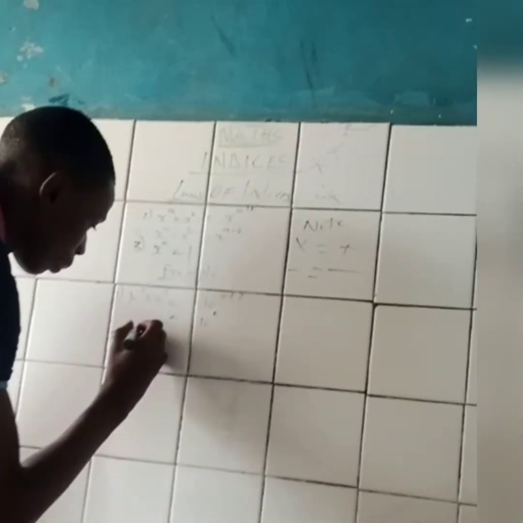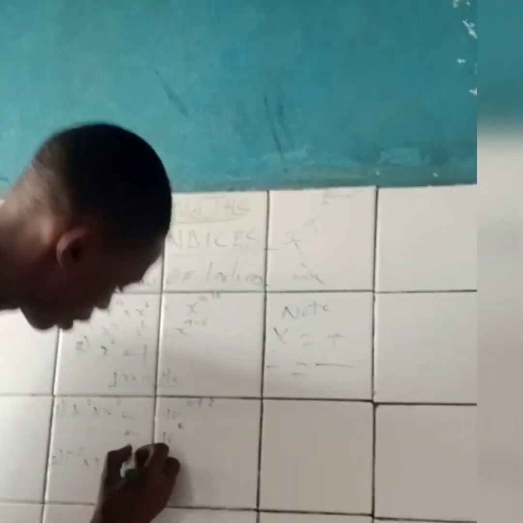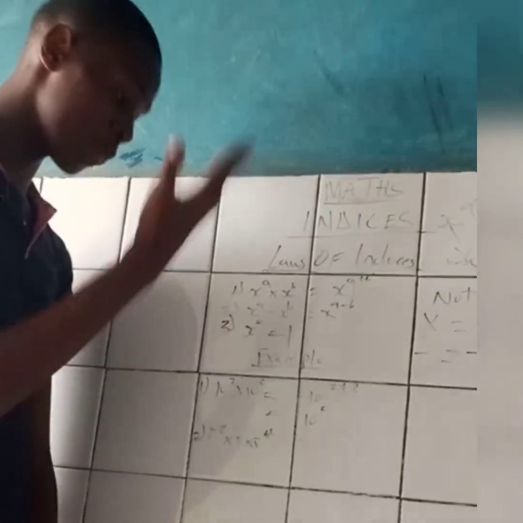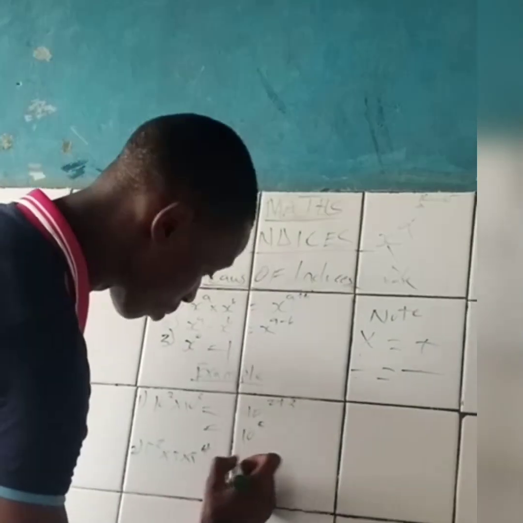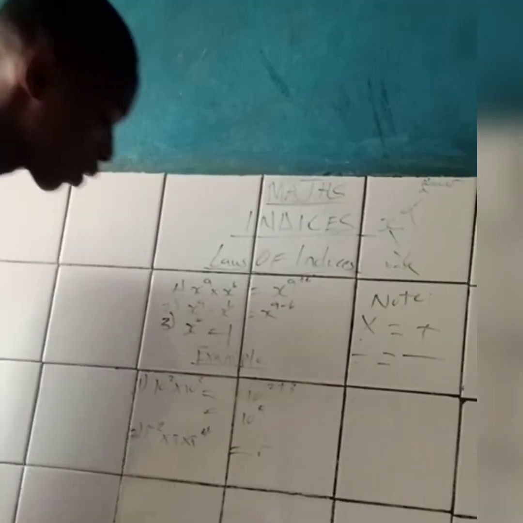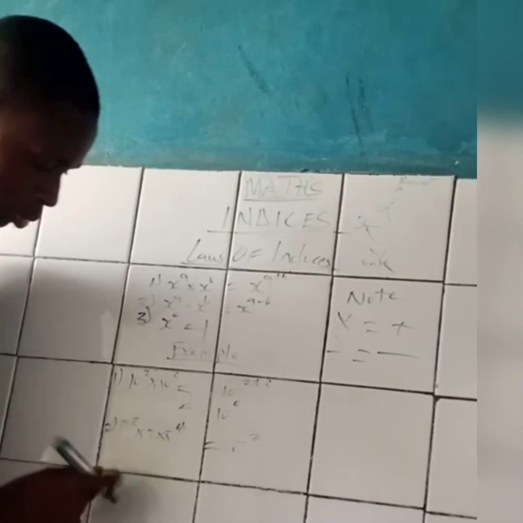Our second example right here is r raised to power 2 times r raised to power 4 times r. As you can see, here we have three variables, and what we have been treating before is just two variables. So since all the bases are equal, we are still choosing one.